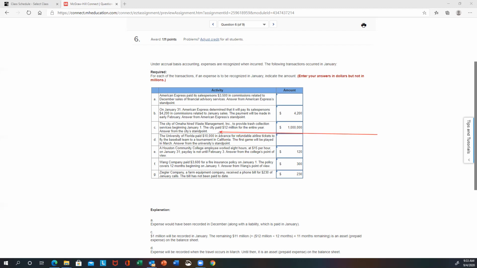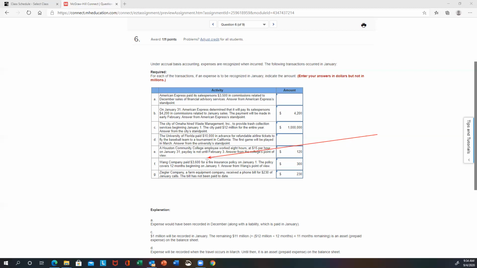Next one, they paid $10,000 in advance for refundable airline tickets. The first game will be played in March. Because it's in March, nothing will be incurred as an expense just yet. All right, next one, you have a community college employee working 8 hours at $15 per hour. Payday is not until February, but it doesn't matter, they've earned it. You have to record that expense because you've incurred it. So you have to take that $15 times 8 to get that 120.